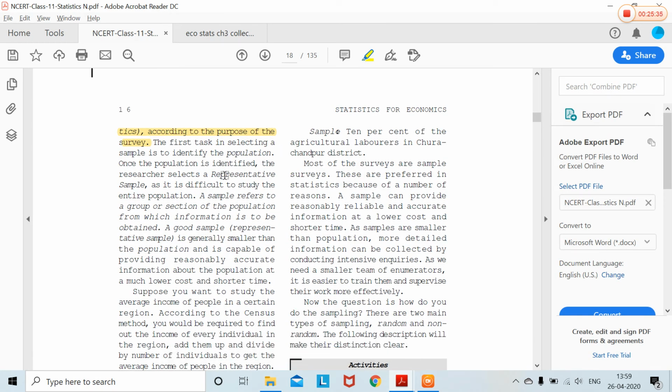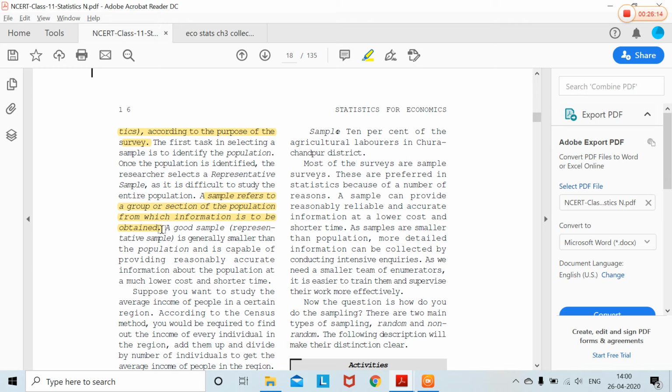Now once your population is identified, my population was 6 to 8 students, the researcher selects a representative sample. Now I will select some students who are going to represent the entire population. Their answer I am going to generalize to all the students of 6 to 8. A sample. Now just define sample. These are important definitions. A sample refers to a group or section of the population from which information is to be obtained. A sample is always less than the population, much less than the population. So sample is what?